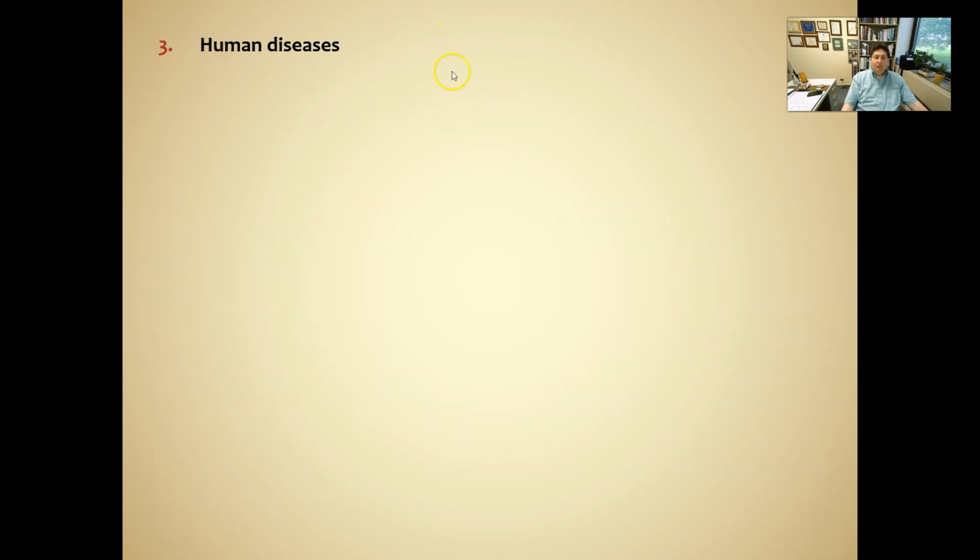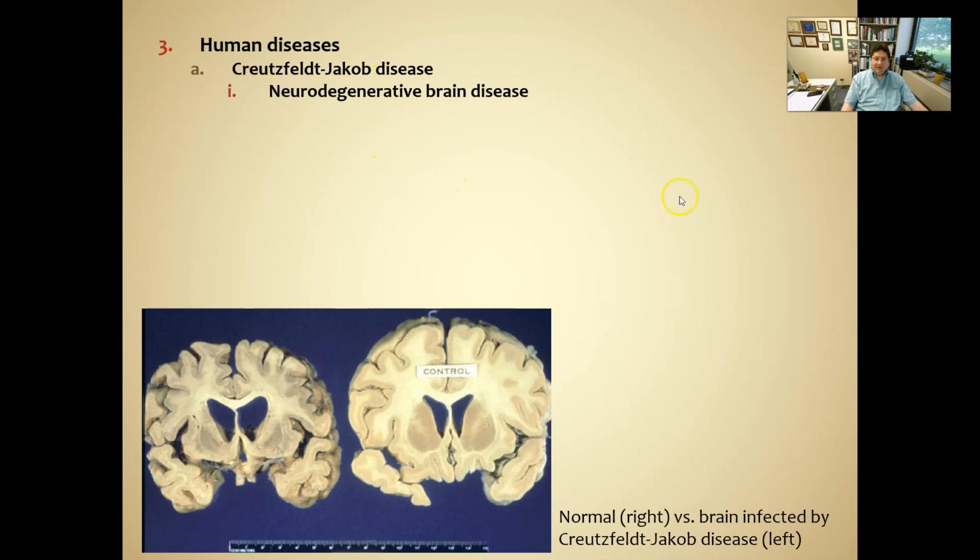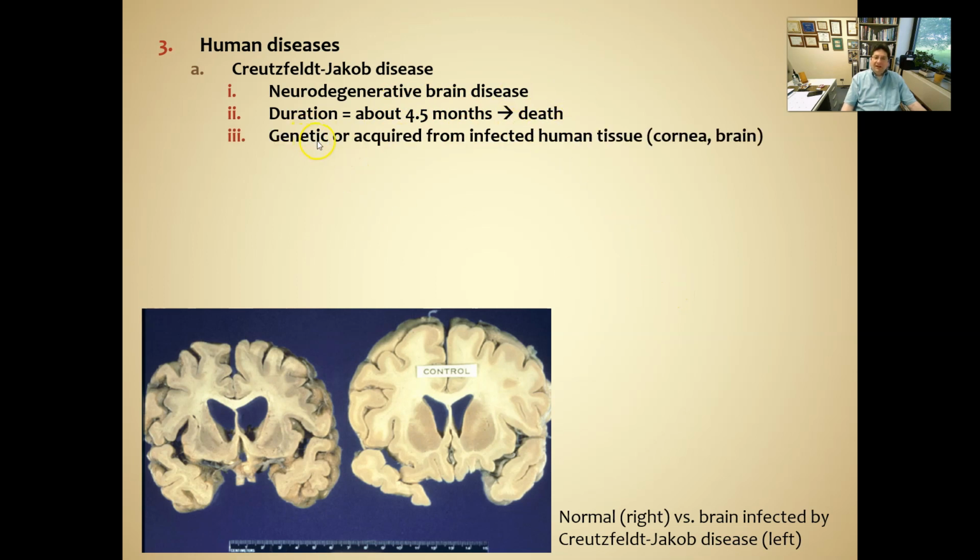Now, what about human prion diseases? Probably the best known is Creutzfeldt-Jakob disease. This is a neurodegenerative brain disease. This is that picture I showed you before, normal and one affected by Creutzfeldt-Jakob disease. Look at the damage that prion does. The duration lasts about 4 to 6 months, inevitably leading to death. It can be inherited genetically, or it can be acquired from infected human tissue, the cornea or brain tissue.